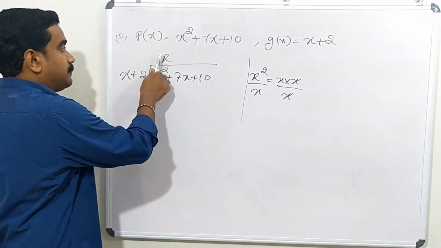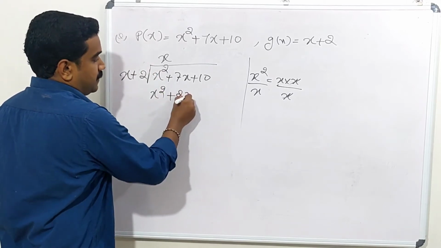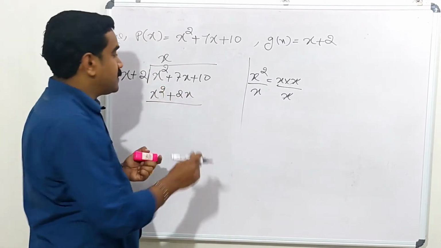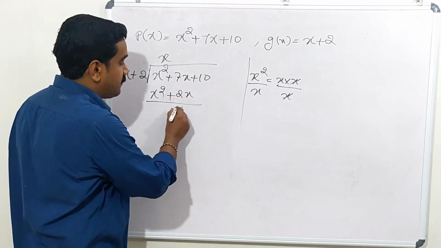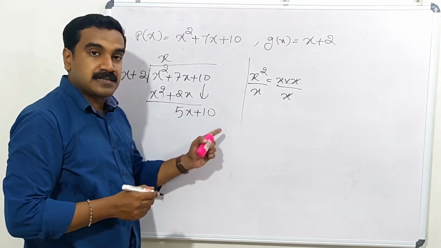Then multiply x with x, x square, then x with 2, 2x. Then subtract: x square minus x square is 0, 7x minus 2x is 5x. Then bring down this 10 here. Now this is the new dividend. 5x plus 10 is the new dividend.